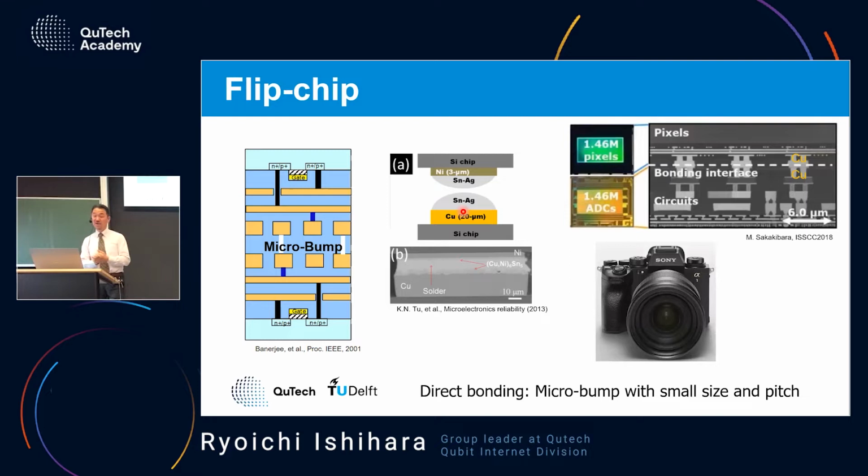Recently, Sony made a presentation announcing that there's no adhesive layer between the two chips. Copper is the electrode for each chip, and they are directly bonded. This direct bond technology made this very dense micro bump possible. That was 2018, and last year they started selling this camera with this chip, and it can record 8K video at 30 frames per second.